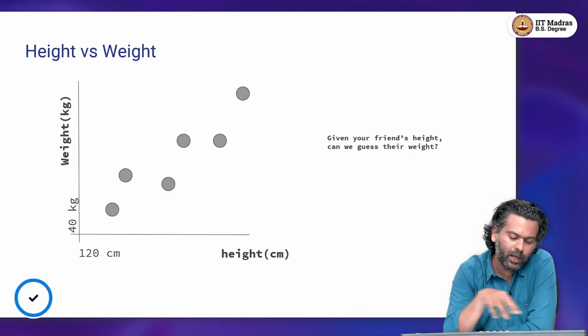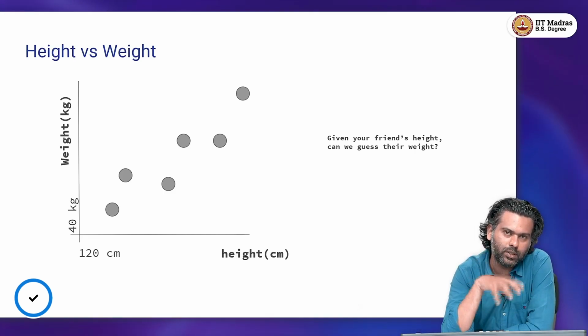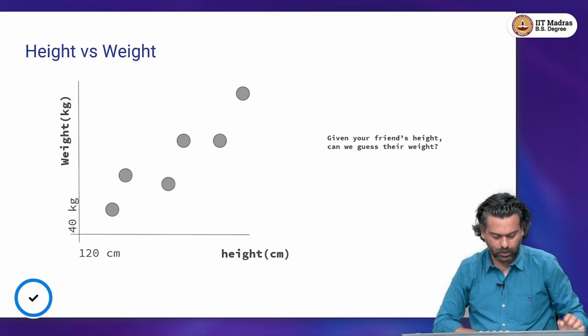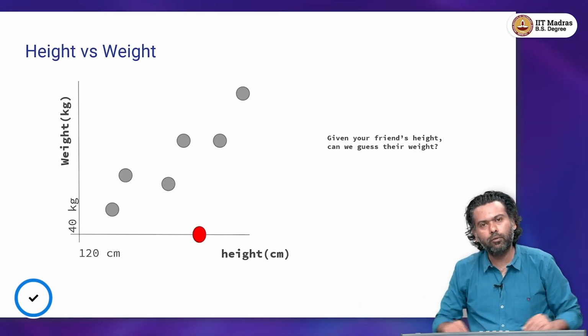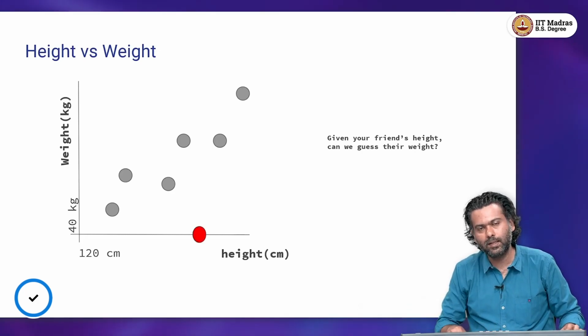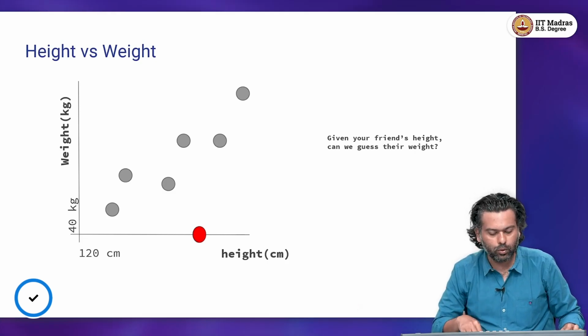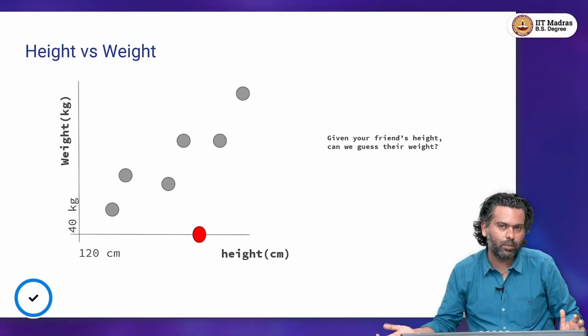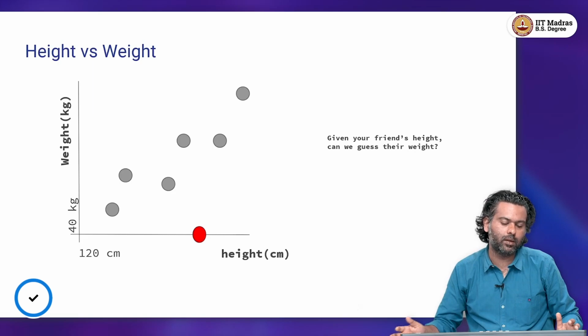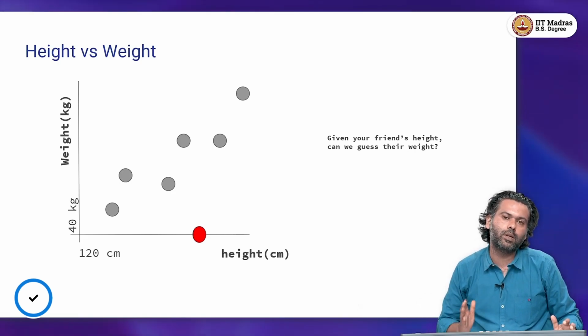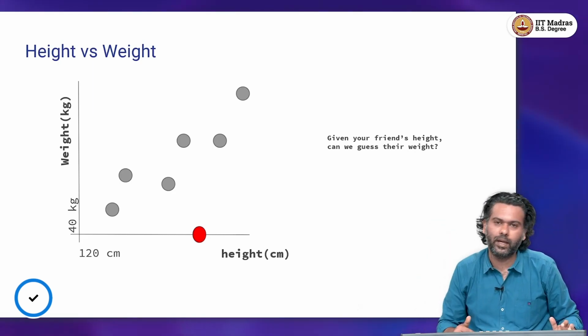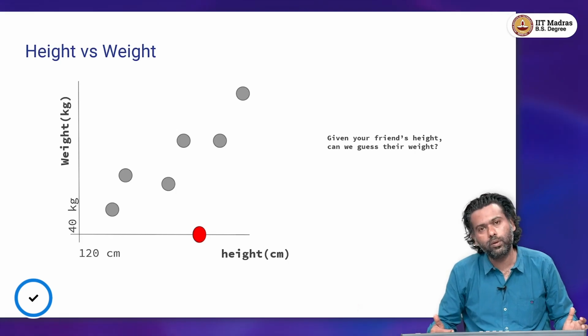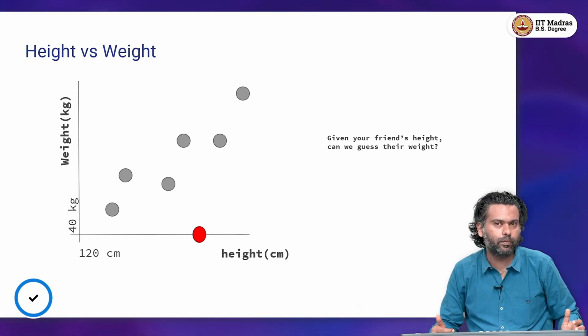Now you have everybody else's data which is in this form, and you have a friend whose height is on the x-axis, which is a number that you know. Let's say this number is 150 centimeters or 155 centimeters, and now that person is asking you to guess his or her weight. How would you do this? What might be a good way to do this?